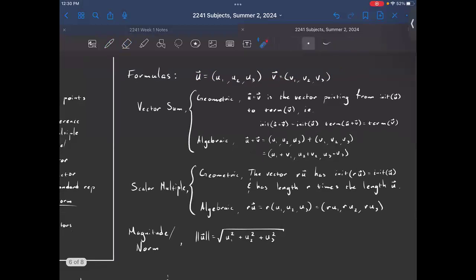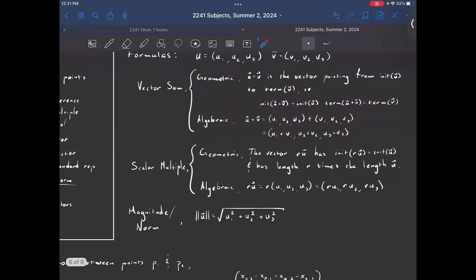All right, so what are we looking at here for the formulas? Well, we're going to talk about what the vector sum is. So we have the geometric formula that says, all right, u plus v is the vector pointing from the initial point of u to the terminal point of v. You can think about that intuitively for now. We'll draw some pictures on the next page. And then these equations are expressing that same statement. The algebraic sum, where we take these coordinates and add them up coordinate-wise. So u1 goes with v1, u2 goes with v2, u3 goes with v3.